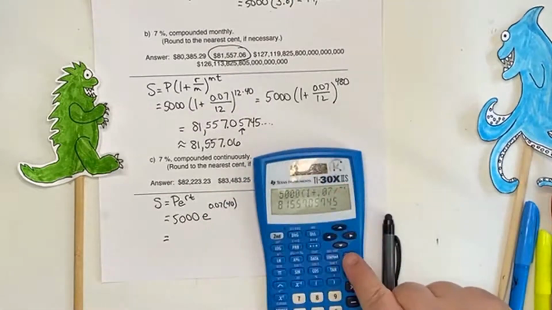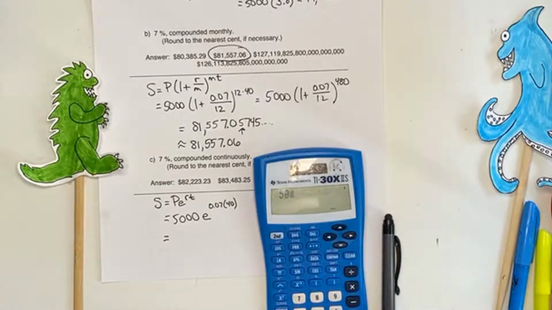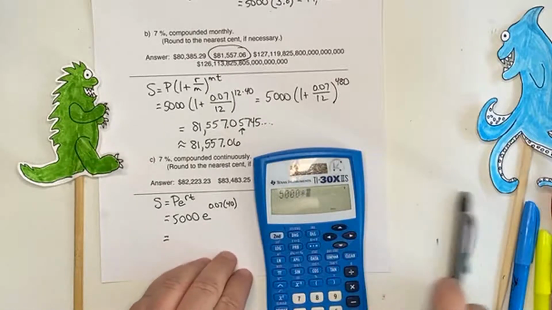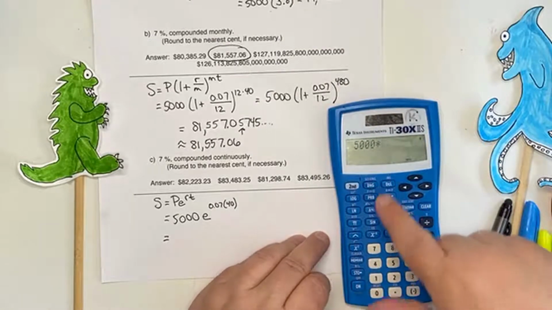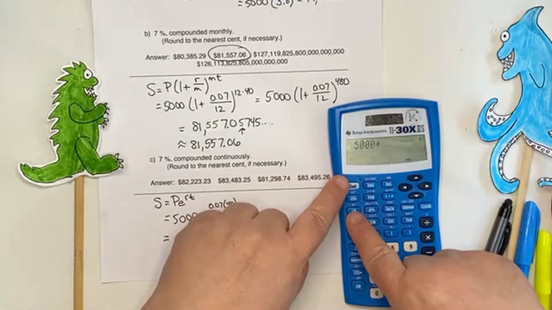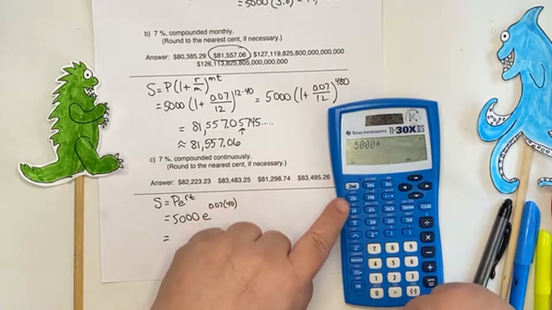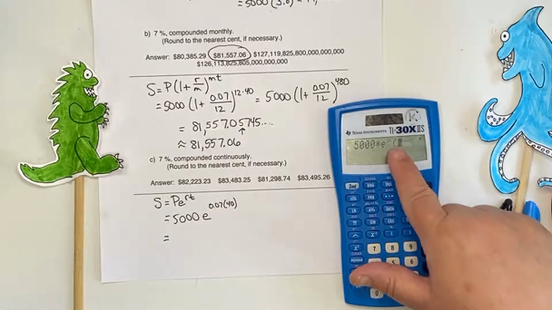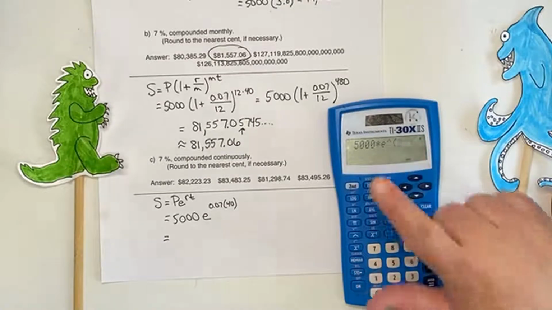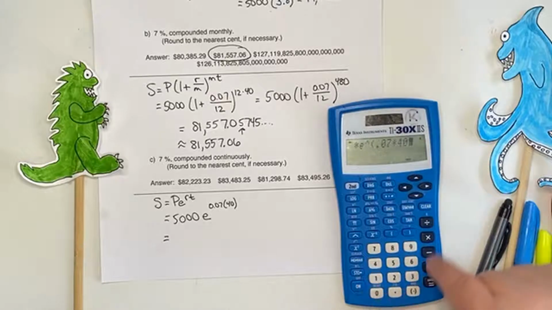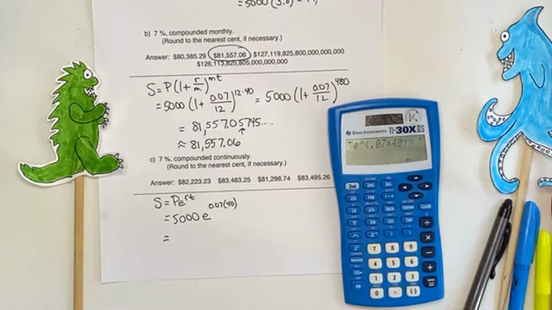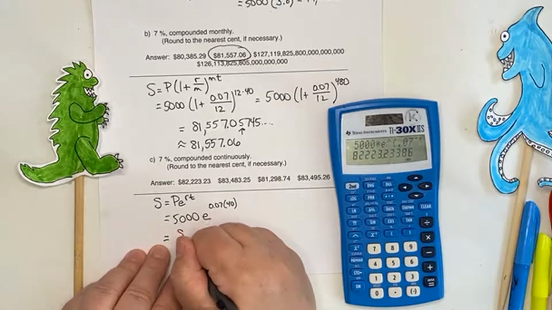So in my calculator, I'm going to do 5,000 times, and in a lot of calculators, you don't have to do times. I do because, again, I'm old and I can't help it. On my calculator, E is a second, so I do second and then natural log, and that gives me e to the x. And notice that I get parenthesis, and this is good. So I'm going to take 0.07 times 40 and make sure that whole thing is part of the exponent. Equals, and then I get 8.